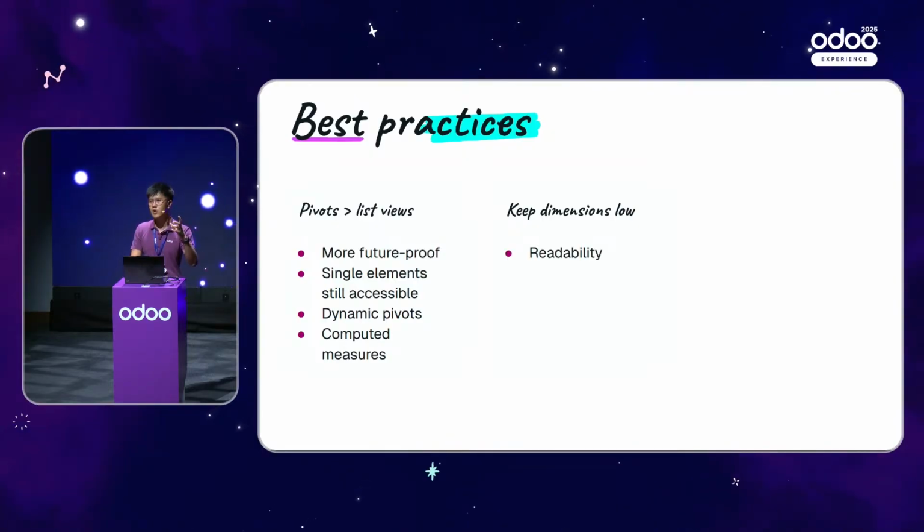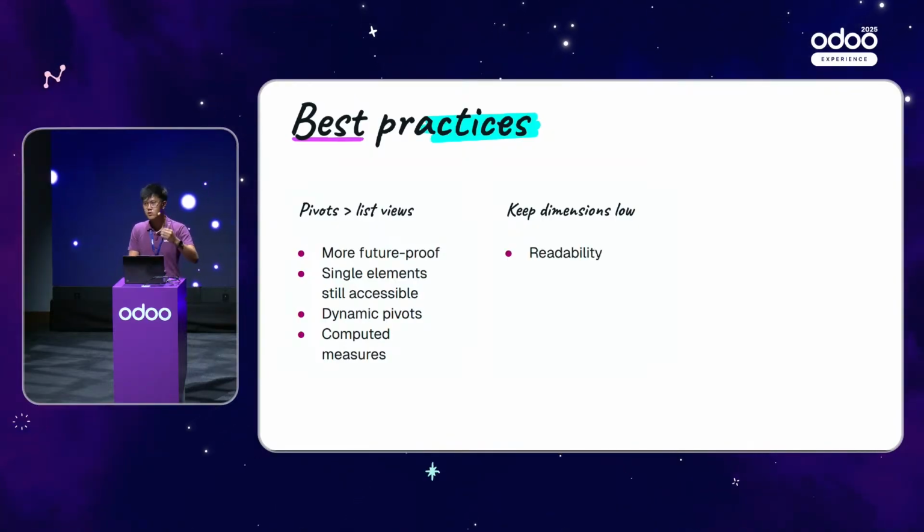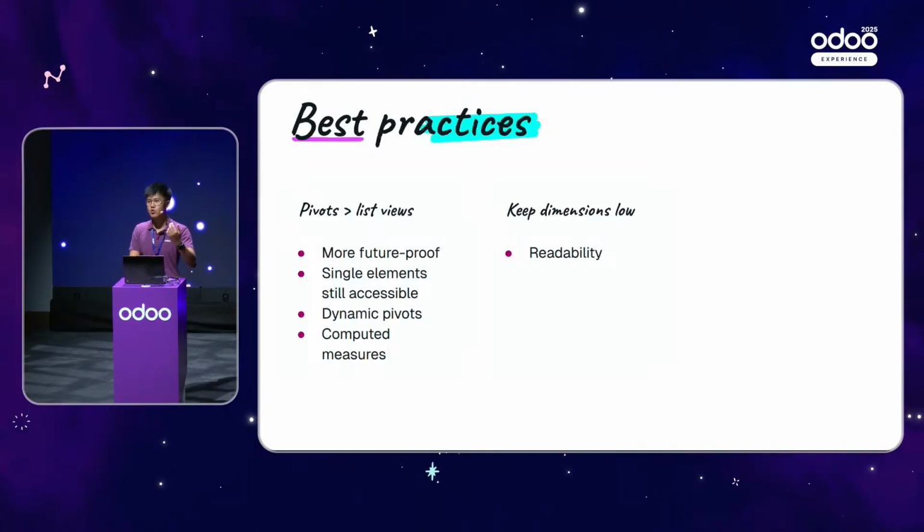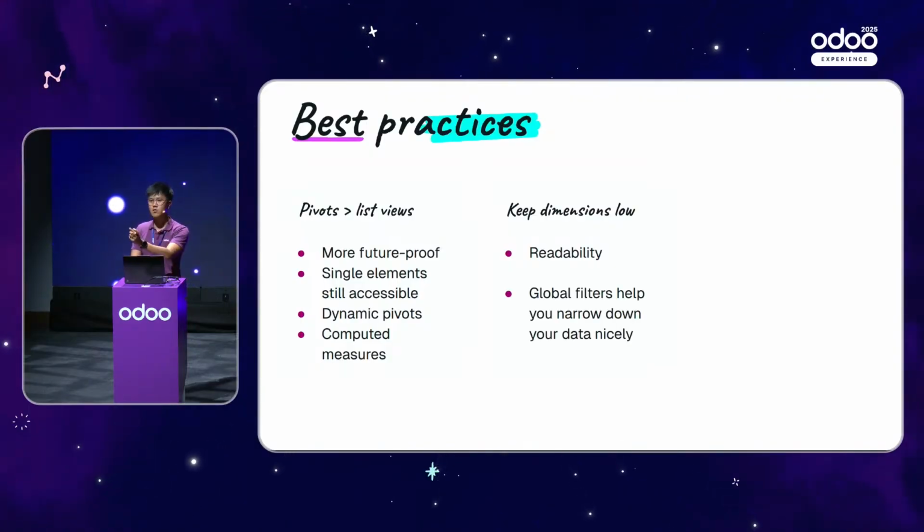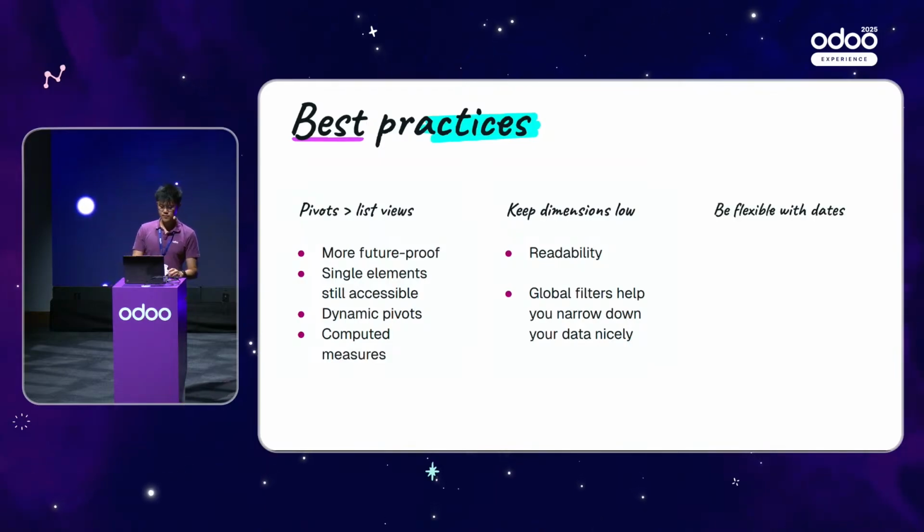So you only display the dimension if it makes sense for you to compare it, but otherwise you don't need to put so many dimensions, because keep in mind that you can use global filters to narrow down on what you need to see, okay?